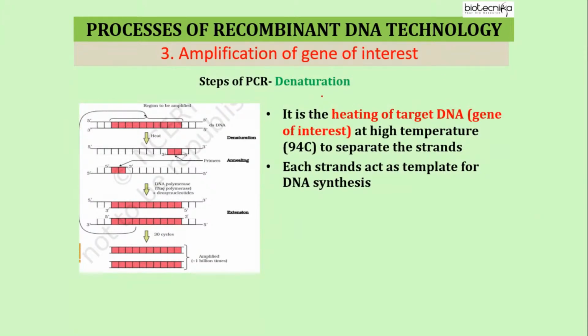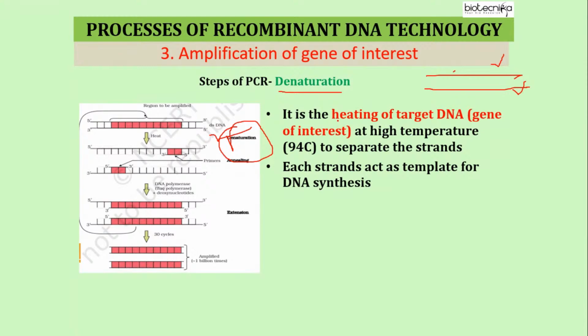The very first step in PCR is denaturation. Suppose you have this double-stranded DNA, your gene of interest. I will first do the denaturation process. Denaturation means you remove the nature, the organization. What you are doing is removing or separating these two strands of DNA. That is what is called denaturation.